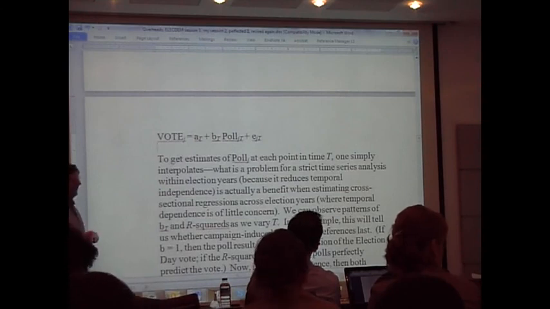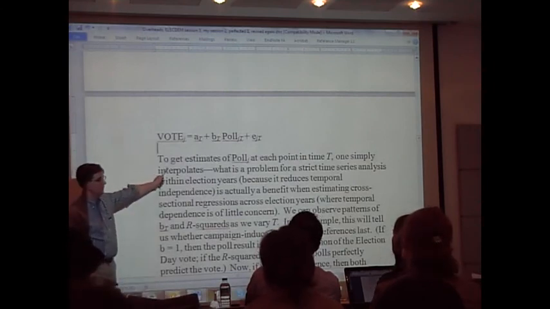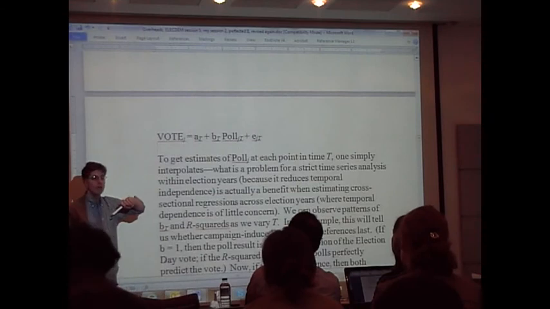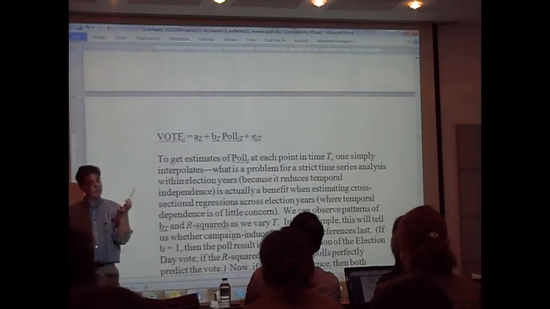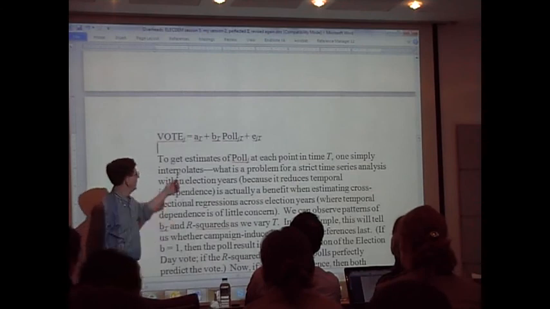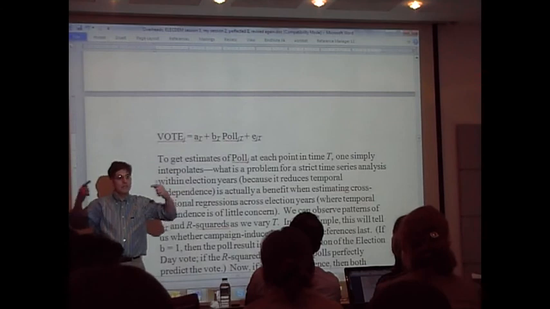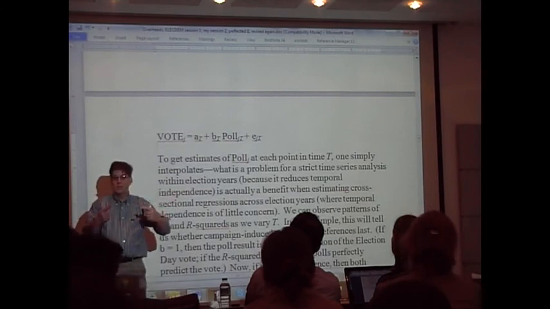And that's where we are. You anticipated perfectly. What we do is we come up with estimates of polls on every single day. You can say, how can you do that? In time series analysis, you can't interpolate polls, because then you're building in dependence, and when you regress t on t minus 1, it's going to be artificially dependent.